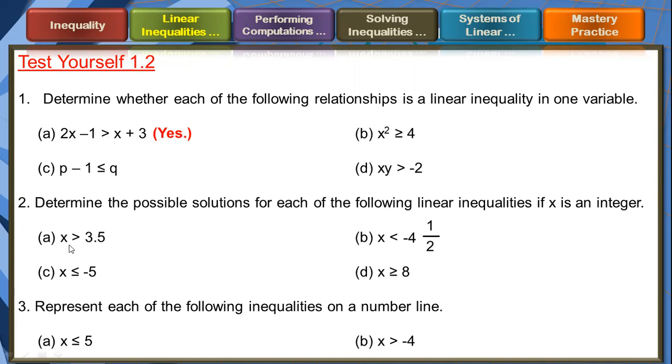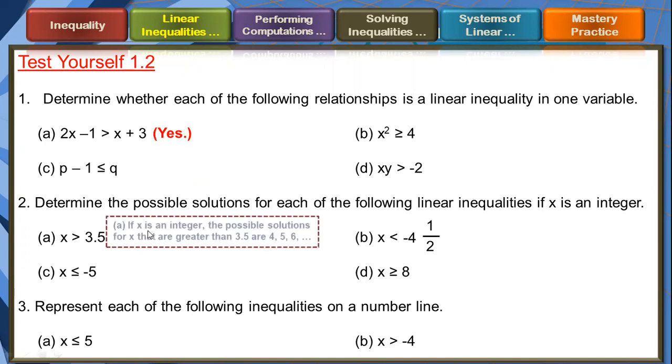So for A, if x is an integer, the possible solutions for x that are greater than 3.5 are 4, 5, 6, 7, 8, 9, and so on. So we have to use only the whole numbers because we stated at first that x is an integer. So we'll leave letter B, C, and D for you to answer. So you can use A as your base or your example.